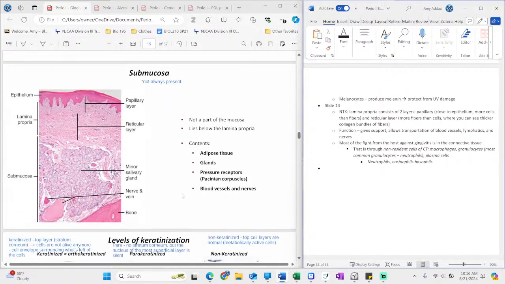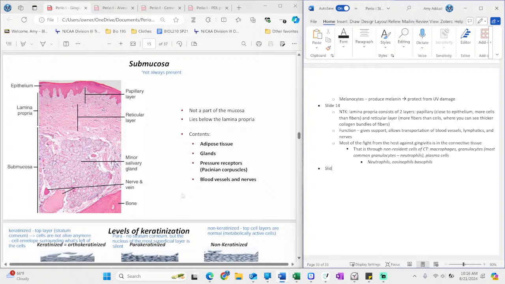If we go into the areas in which you see a submucosa, the submucosa obviously is under the mucosa, and that's where you may find the minor salivary glands. Okay, and you may have some adipose tissue. It's not going to be really involved in any clinical aspect, so I didn't ask any questions regarding submucosa.